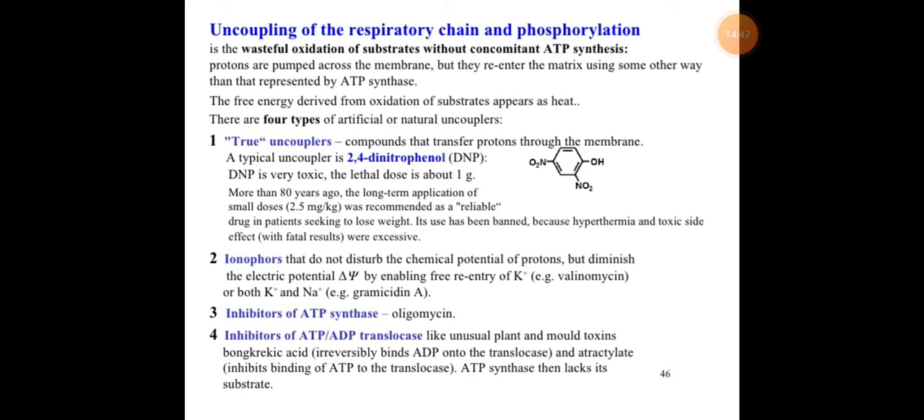2,4-dinitrophenol, DNP. Sometimes they use it for cancer treatment. Ionophores, inhibitors of ATP synthase, inhibitors of ATP-ADP exchange: all of these can be used for uncoupling reactions. Some people use it for weight loss. You consume energy, not producing energy.